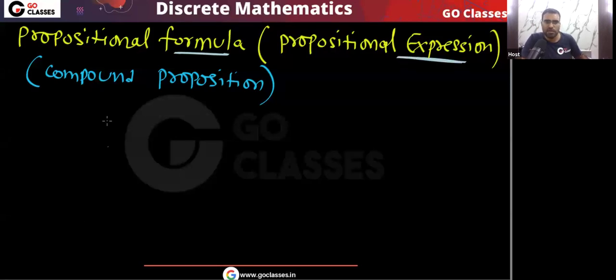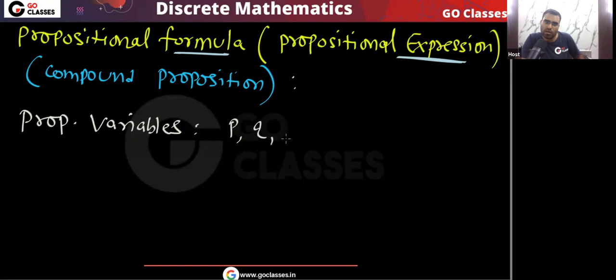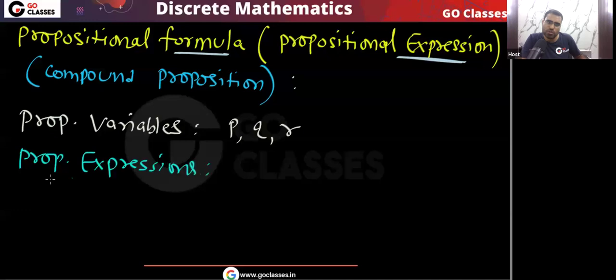This is very simple. Any expression that you can write, that is your propositional formula. For example, let's assume your propositional variables are p, q, r. Let's assume these are the variables. Then what are the propositional expressions you can write? Expression means formula.